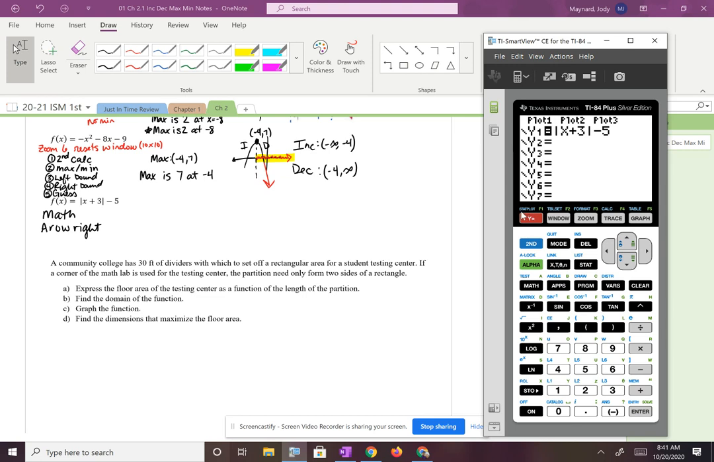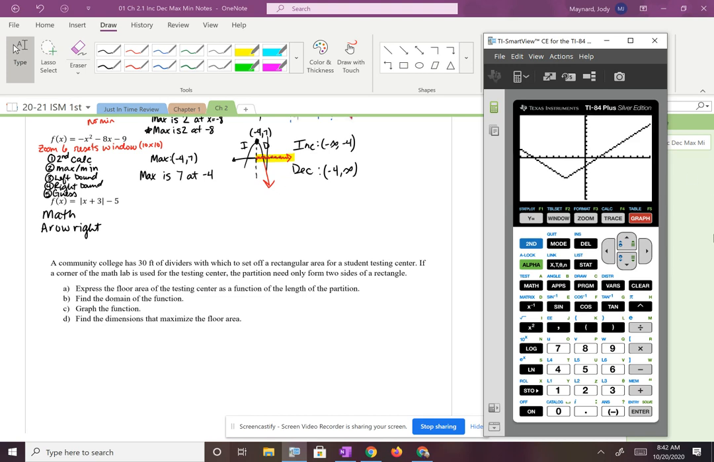So I've already put it in my calculator. Go ahead and graph it. This is what it should look like. Okay, so here in this case, we have no maximums. We only have minimums here.